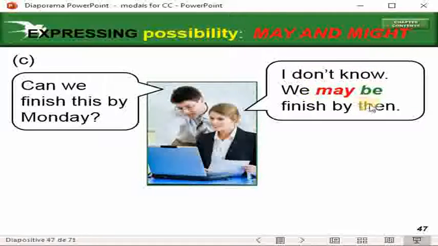We may be finished by then. Here she's not sure that they will finish, so she expressed uncertainty and used may plus the infinitive: we may be finished by then, by Monday. Or we can say, I don't know, we might be finished by then, or we can be finished by then. So it's better to use might or may instead of can.